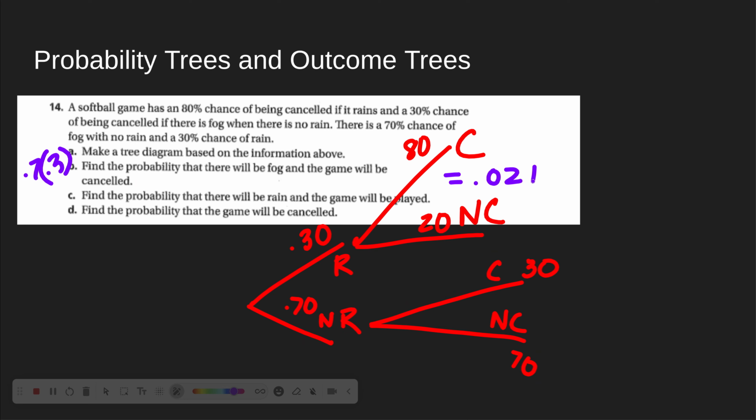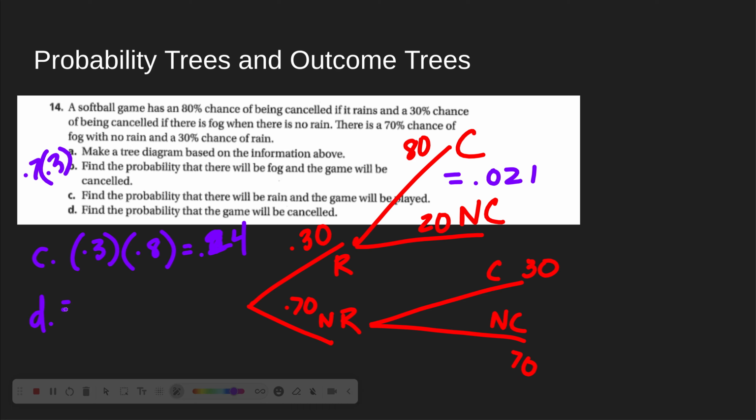Find the probability that there will be rain and the game will be played. This is C here. The probability of rain is 0.3 and the game will be played. And if it rains, the probability that it's canceled is 0.8. So that's going to be 0.24. So that's way more likely. And then in D, find the probability that it will be canceled.